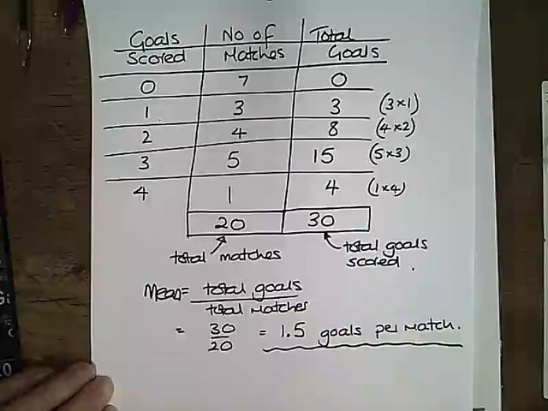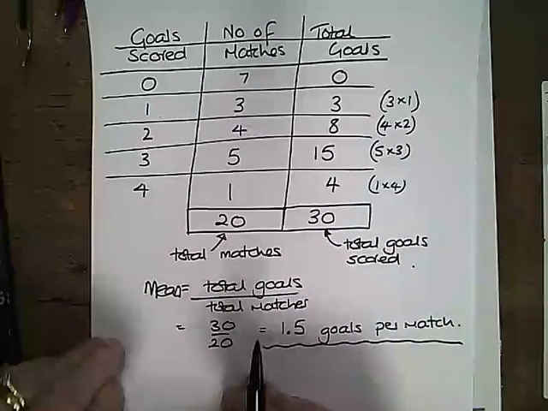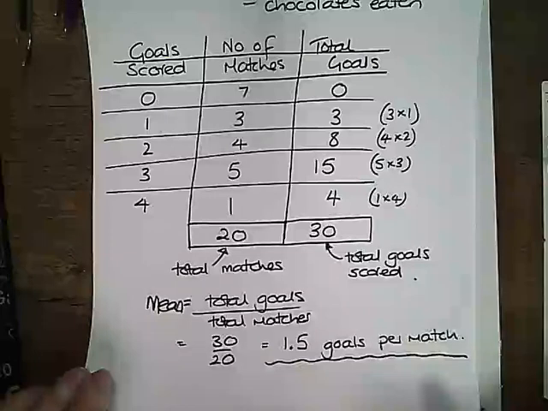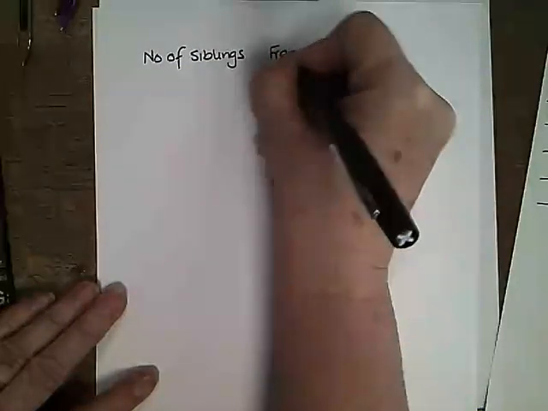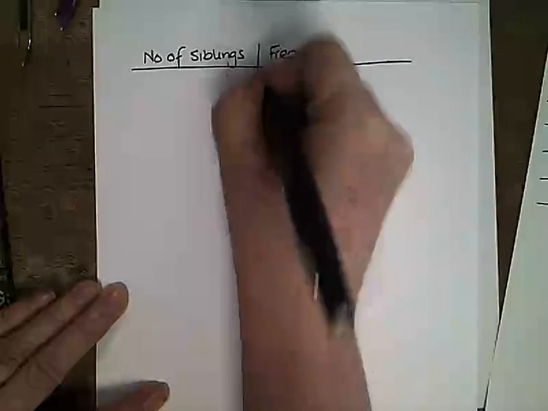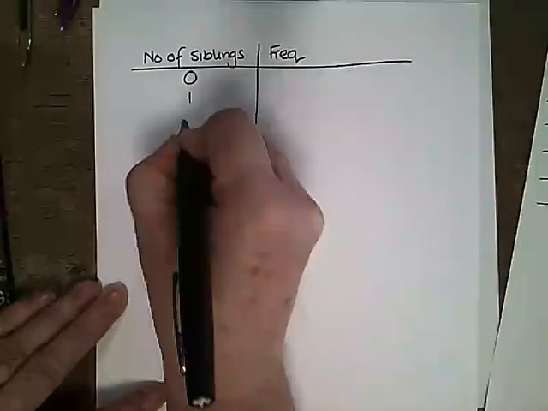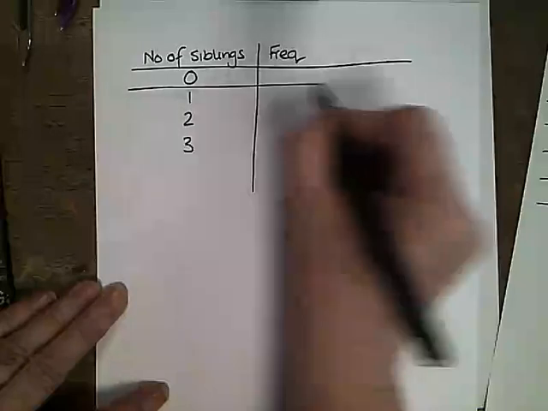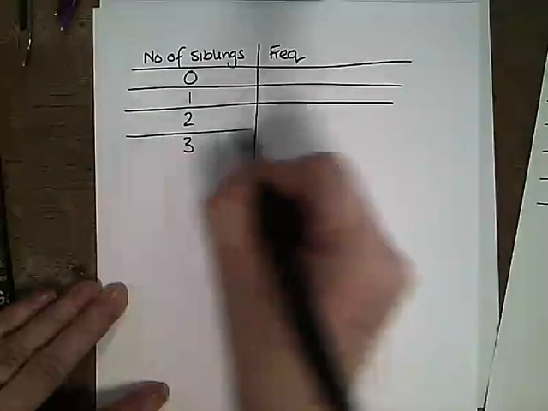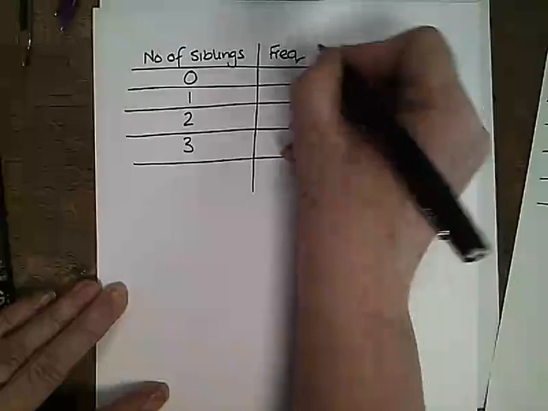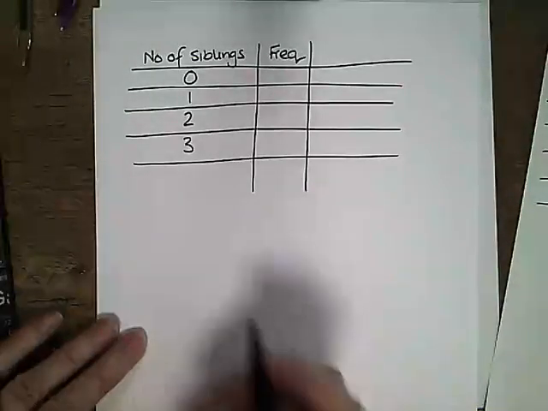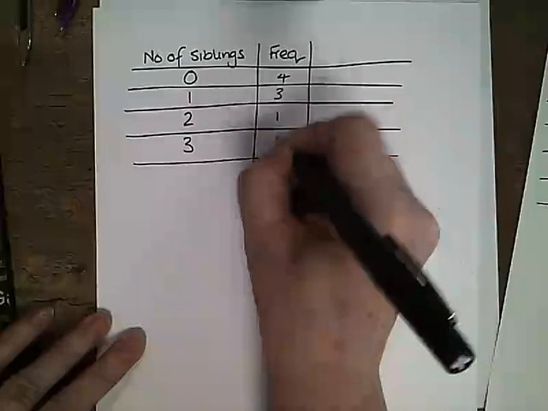Okay, so I'm going to do another example. This time hopefully my table will be a bit neater. Here we have number of siblings and frequency, so no siblings, 1, 2 and 3 siblings. And remember, I'm going to put an extra column on the end, so the frequencies are 4, 3, 1 and 7.